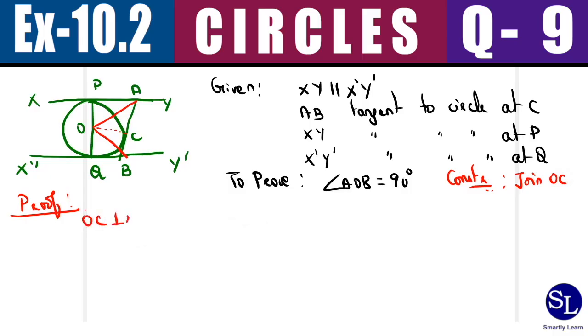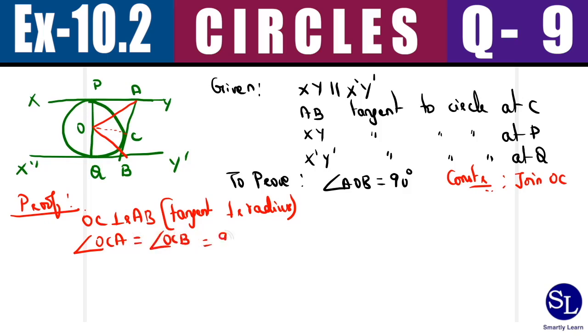OC is perpendicular to AB because we know the property of a tangent from an external point: tangent is perpendicular to the radius. I'm only elaborating the reason in this small line. Then this tells you that angle OCA is equal to angle OCB, which is equal to 90 degrees. I marked that as angle 1.